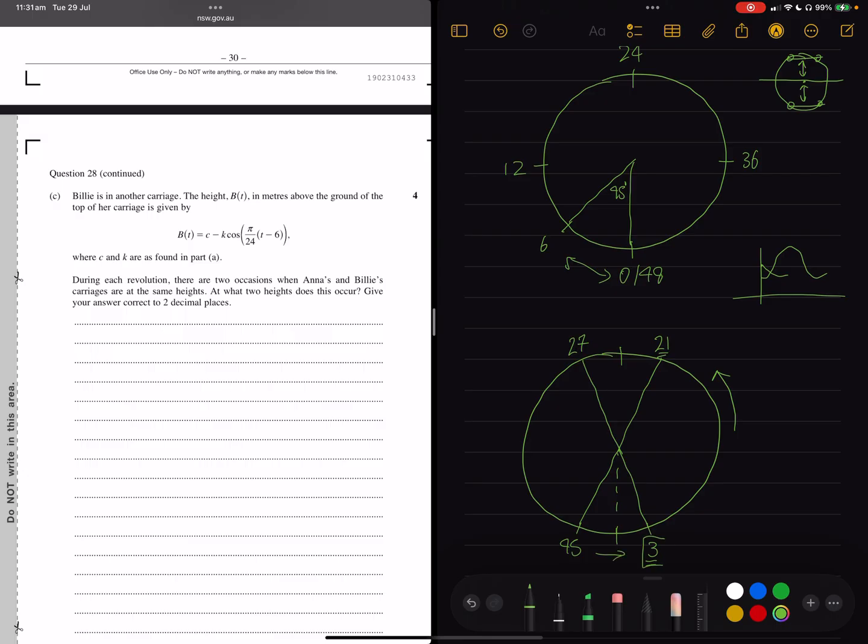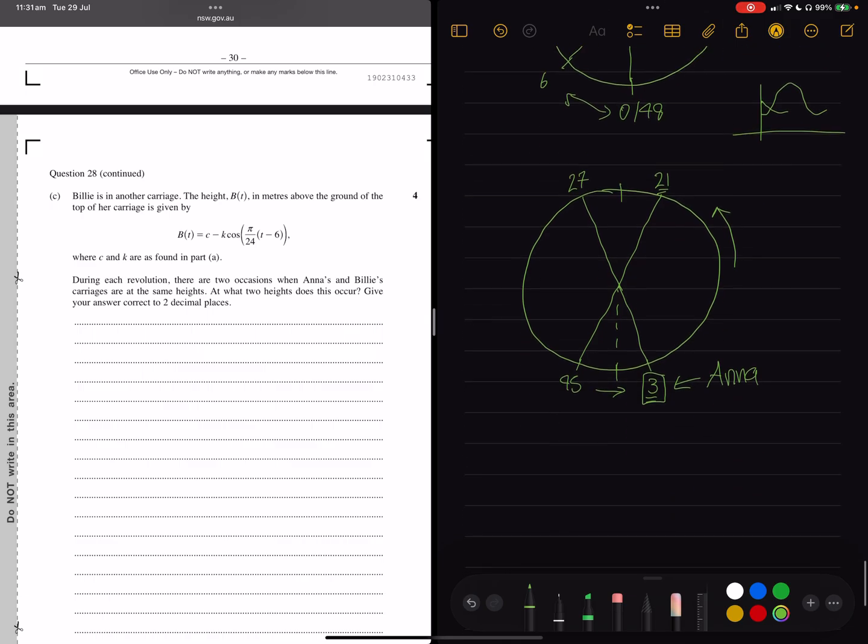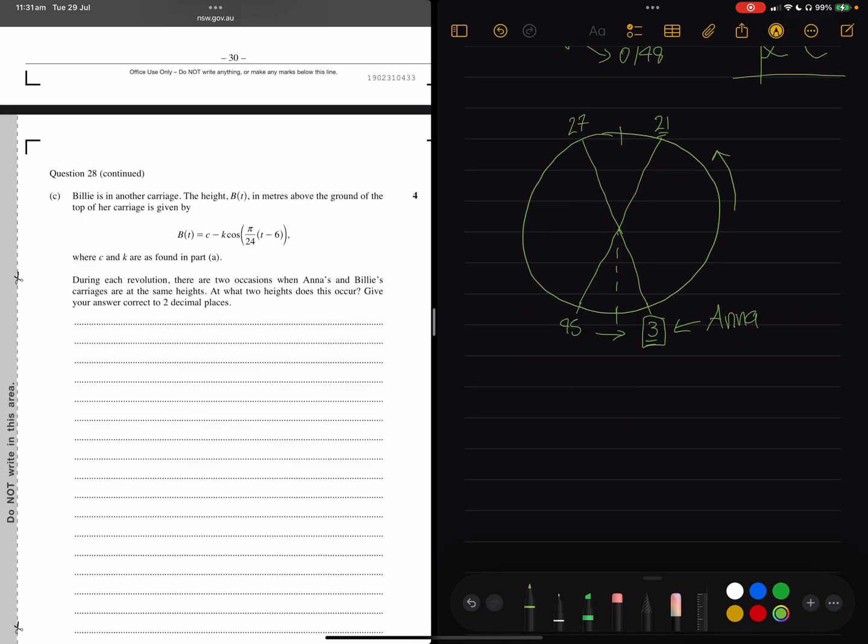So that means this 3 value, this is going to be Anna at the point where they are both equally high off the ground at the bottom level. So we can just evaluate Anna's function when t is 3. So A of 3 is equal to 21 minus 18 times cosine of pi on 24 times 3. So 24 and 3, these cancel. This is pi on 8. We're told 2 decimal places.